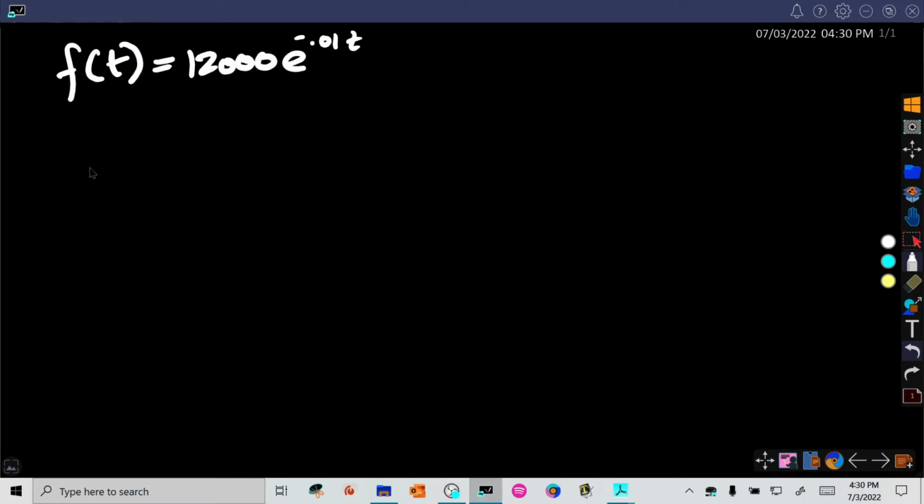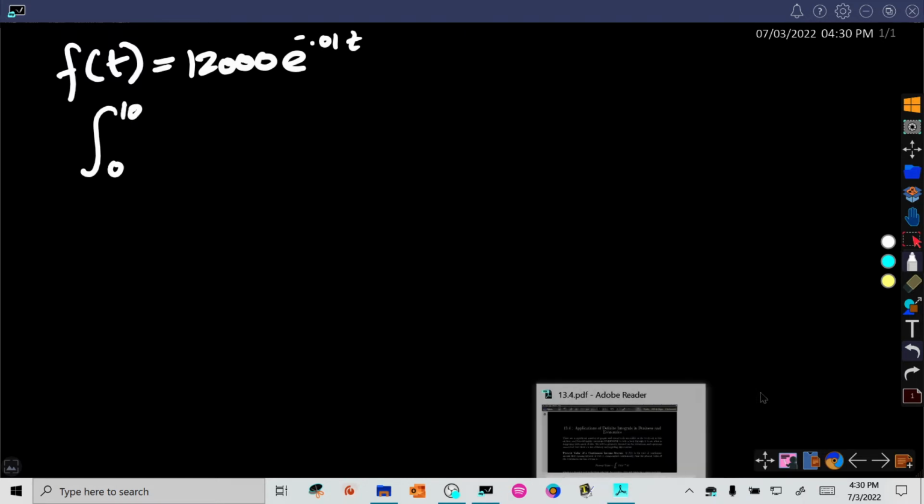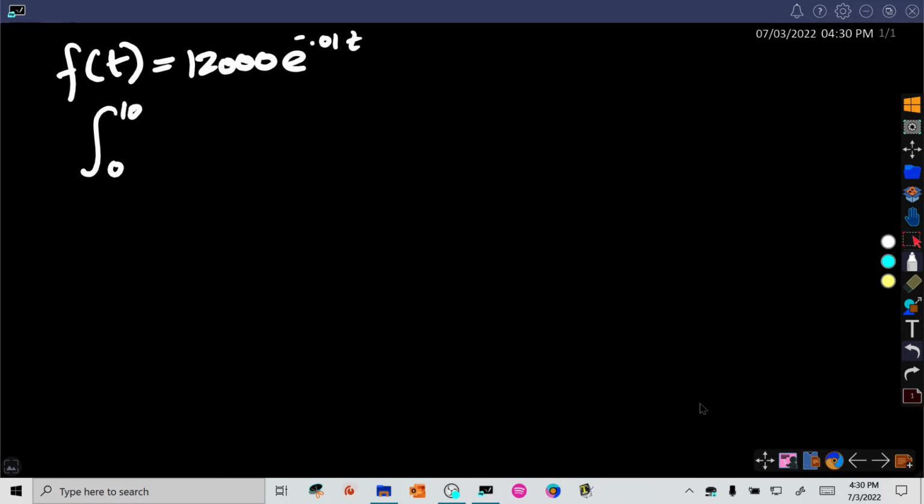So we're going to have the integral from 0 to 10 of, let me close these down here to save my computer, 12,000 e to the minus 0.01 t dt. I have to make sure I get this correct. Okay. And we can use u substitution on this, which I'm just going to do here really quick.